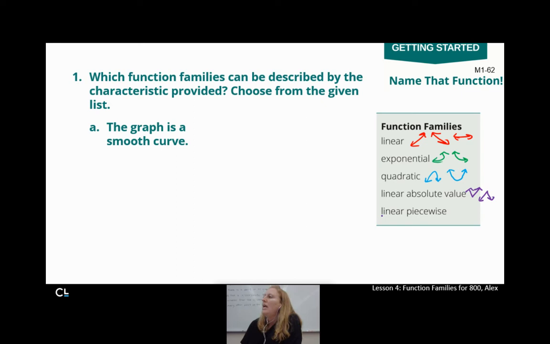And last but not least, our linear piecewise functions. I don't really have a specific drawing, but piecewise functions are literally what it sounds like. It's pieces of functions, a chunk and a chunk and a chunk. They do whatever they want to do, depending on what pieces I've been given. So I have a whole bunch of characteristics here for you on page 62, and I would like you to tell me which function families can be described by the characteristic provided. You have the list: linear, exponential, quadratic, linear absolute value, or linear piecewise. Go ahead and go for it. There can be more than one function family that falls into this category. So go ahead and hit pause, write down which function families have that characteristic, and then hit play to keep going.